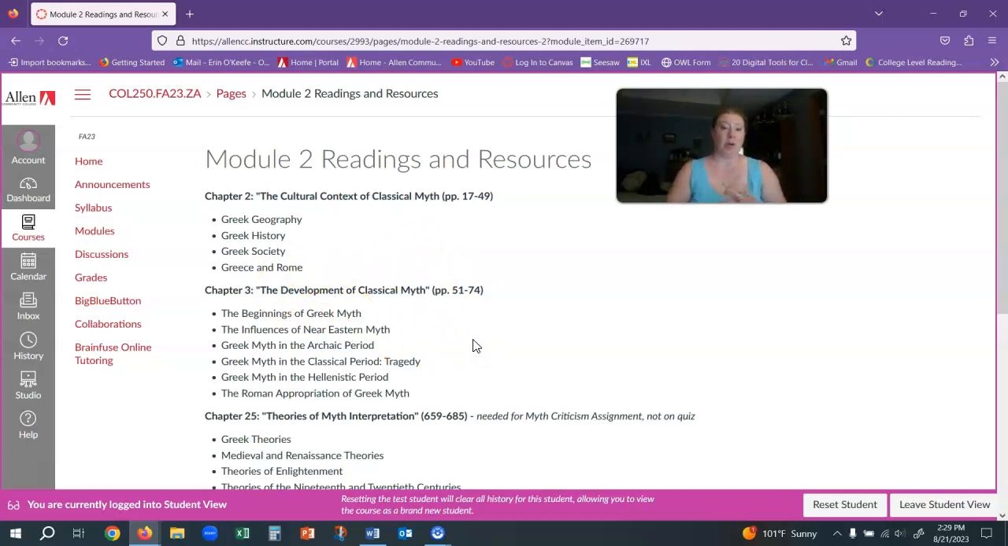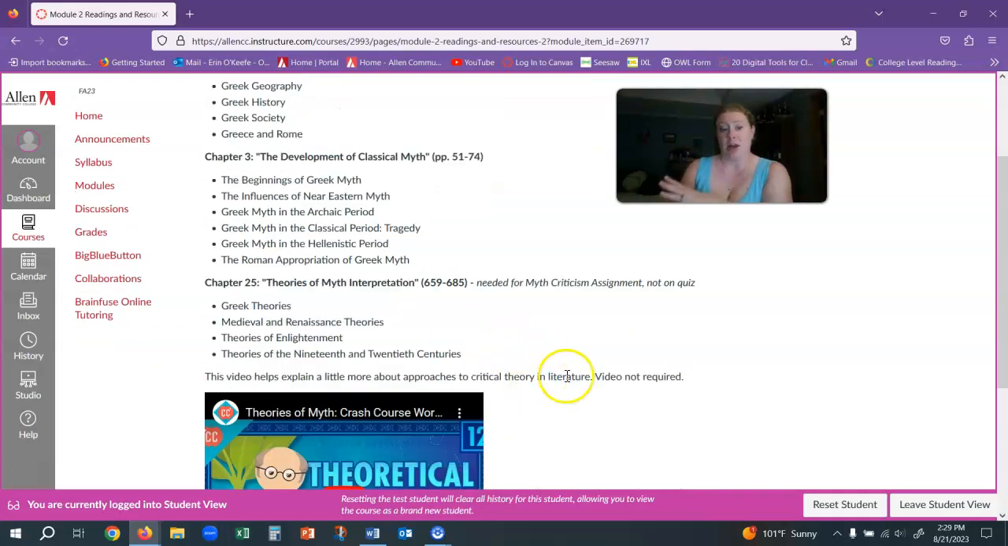You'll see some references to things that you are probably familiar with. It talks a little bit more about Homer and the Iliad and the Odyssey, and it goes through some of the sources of our Greek myths, so interesting background there. The last chapter I want you to look at is the theories of myth interpretation. There are a lot of theories of myth interpretation, so they're not on the quiz for this unit, but they are needed for the myth criticism assignment. As you're doing your reading, go ahead and look through chapter 25. Really just an overview glance would be a good idea, so that when you get to that assignment, it makes a little bit more sense.